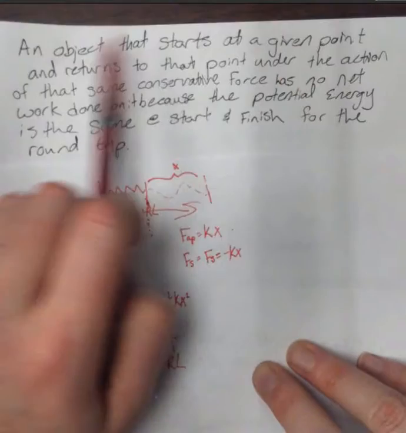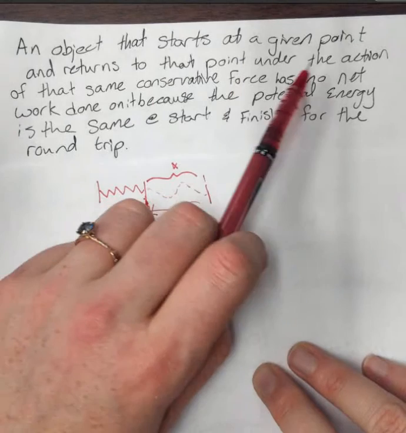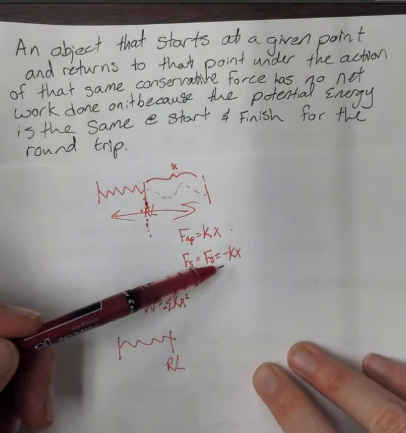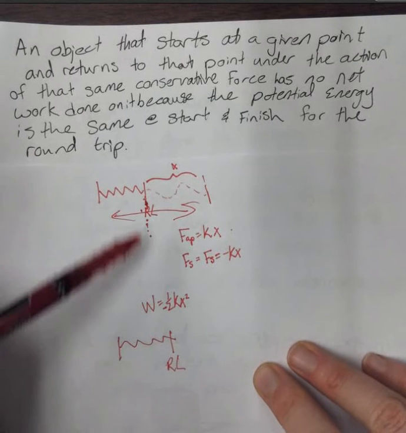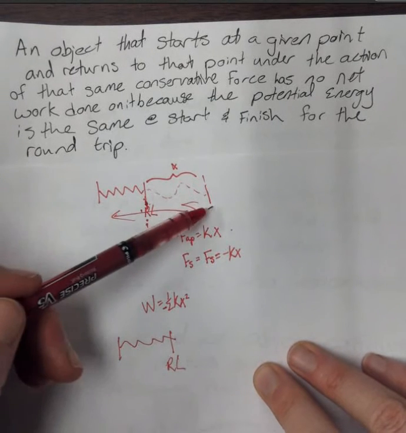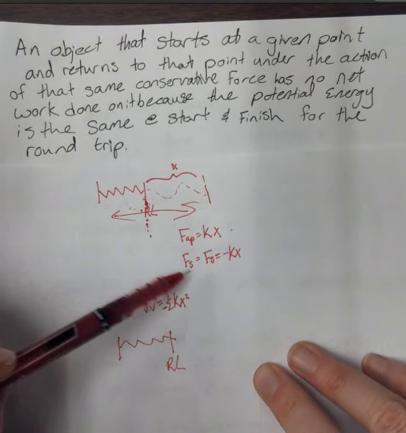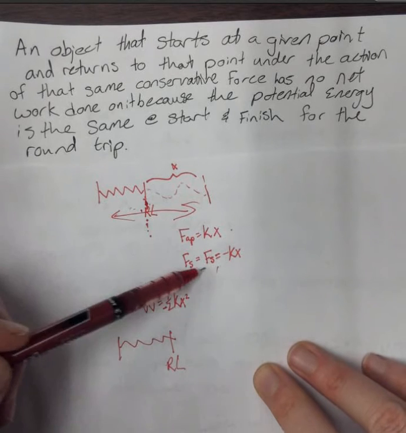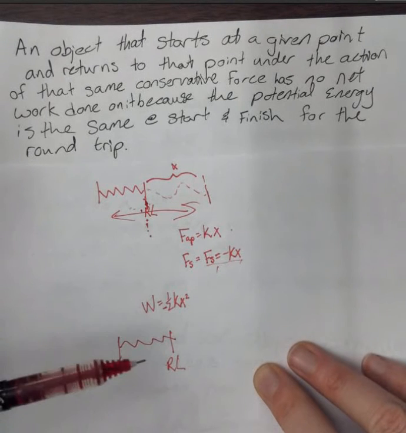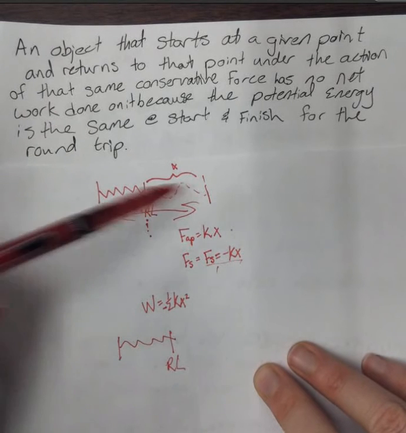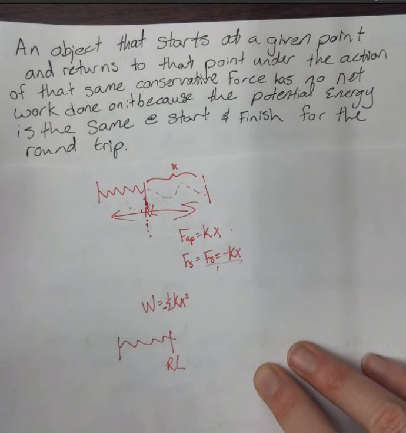This is an example of an object that starts at a given point and returns to that point under the action of the same conservative force. We said that the elastic force is a conservative force, and it starts at a relaxed length. The motion gets put into place by giving the spring its negative spring force, and then for the work done to get it to change back to its relaxed length, well, there's no displacement now, so that means that there is no net force and no net work done.